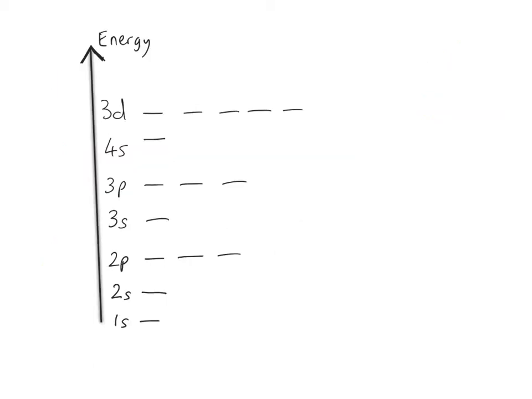Now let's take a look at these orbitals represented in our energy level diagrams. As I said before, the first energy level consists of a single s orbital, and that's what we're showing here. The second one is split into 2s and 2p, and then the third one is split into 3s, 3p, and up here 3d.